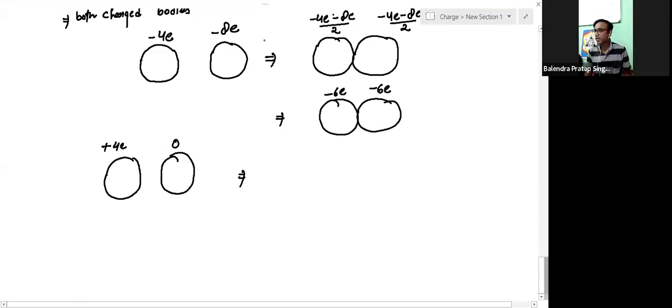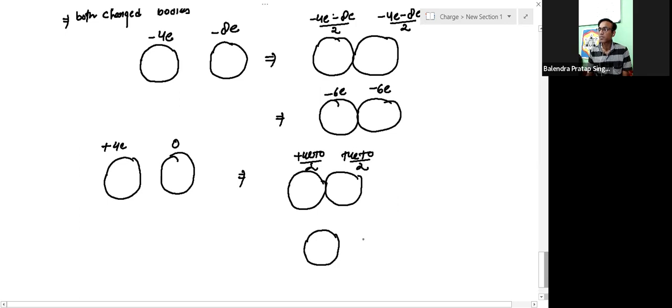Hishma answered, I think. And so again the method is the same. If I put these charges in contact, the first one has plus 4e plus 0 divided by 2, and the other is again plus 4e plus 0 divided by 2. So in this case, both the spheres, both the bodies, have plus 2e each. Okay, so this is what we call charging by conduction.